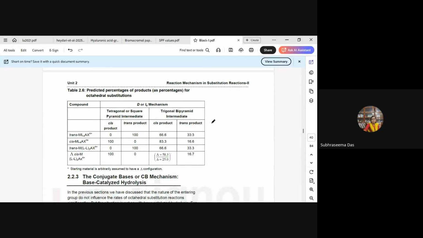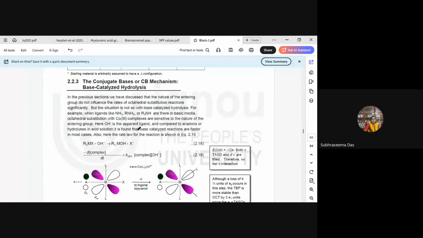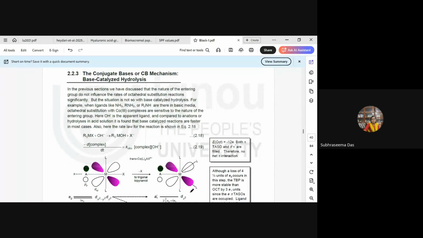Then here in table 2.6, the predicted percentage of the products for octahedral substitution reactions has been tabulated. So it predicts the possibility of the different types of products by D or ID mechanism. Then coming to the CB mechanism, that is the conjugate base mechanism. We have discussed that the nature of the entering group does not influence the rate of the reaction in an octahedral substitution reaction.